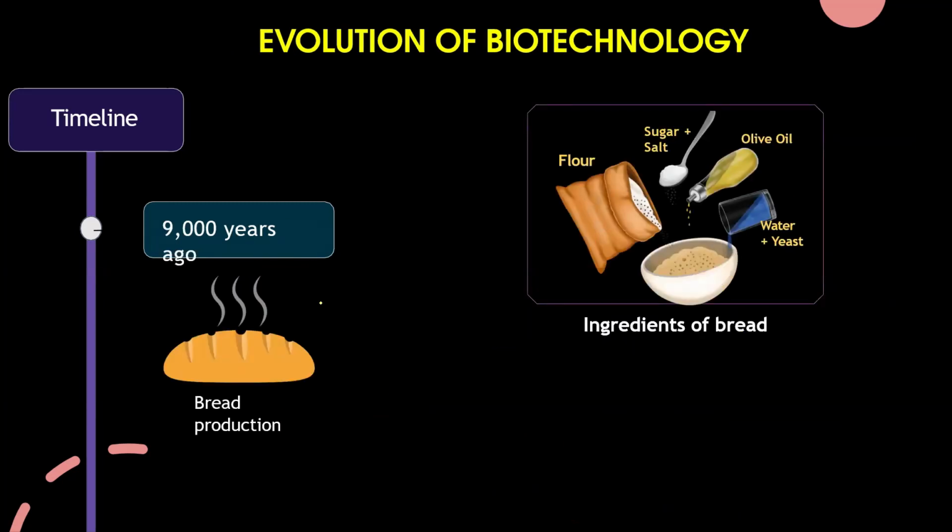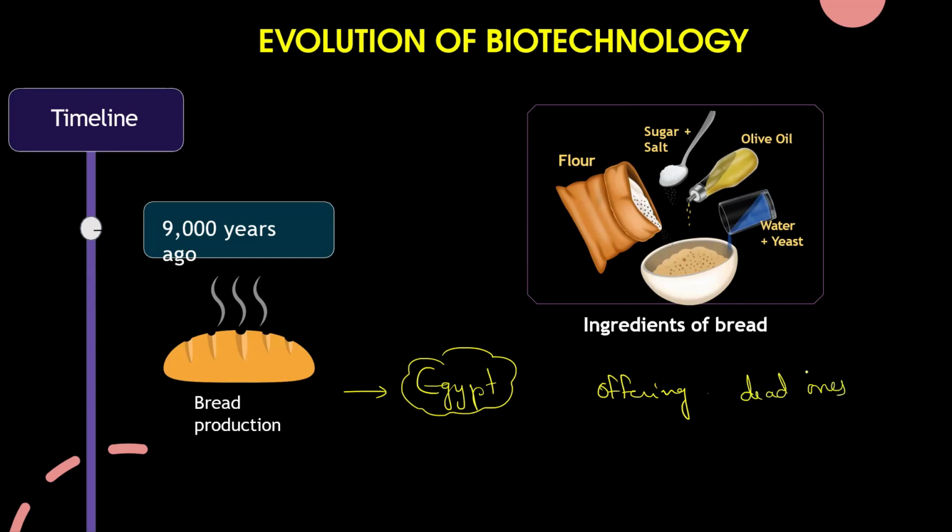If you look at 9,000 years ago, the production of bread started in Egypt. These Egyptians had a tradition, a custom, of offering food to the dead, the Egyptian mummies. The main thing they offered was bread. And how did they make bread? By using flour, sugar, olive oil, water, and yeast. So in the timeline, 9,000 years back, they started making bread, and here we are using yeast to produce the bread, which also comes under the biotechnological process.